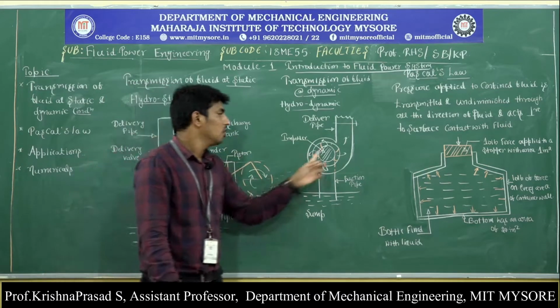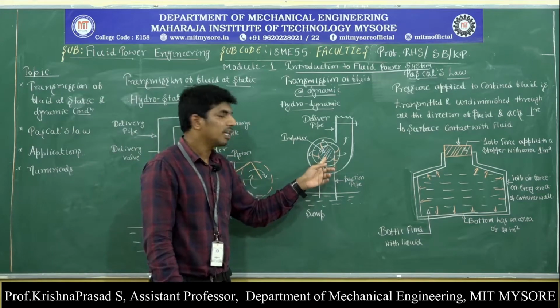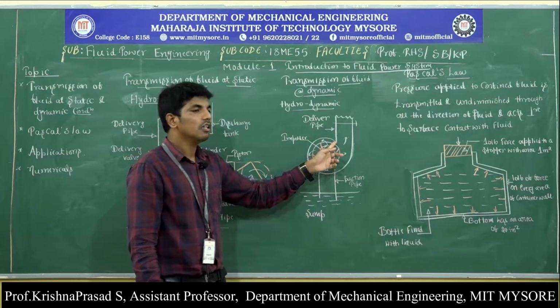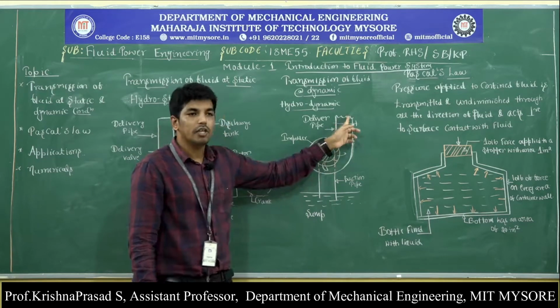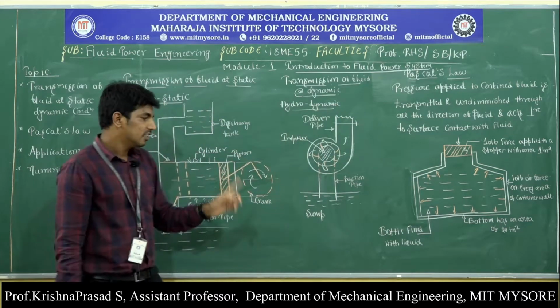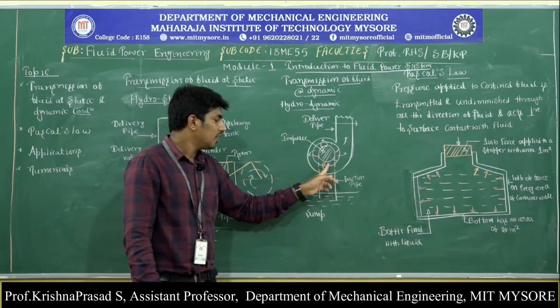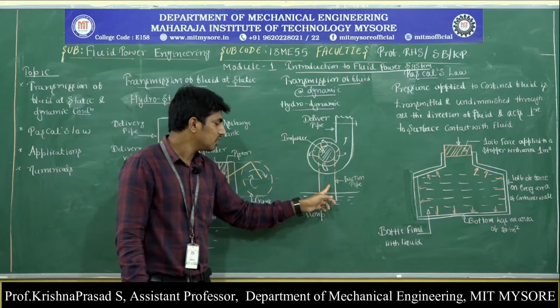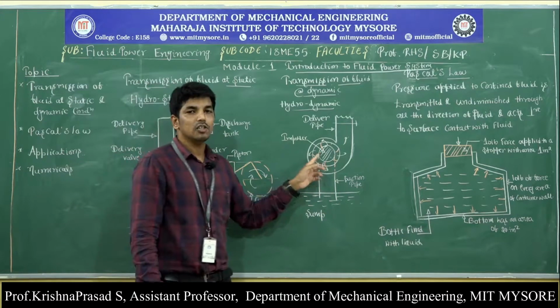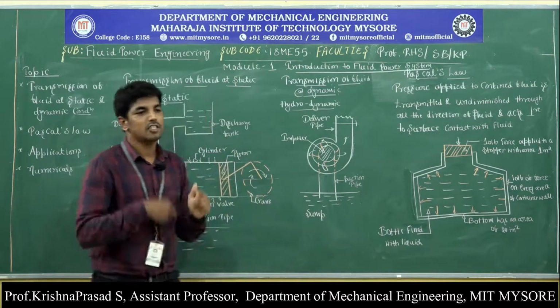It's very simple. This centrifugal pump has an impeller, and this impeller is surrounded by a casing. The outlet of the casing is connected to the delivery pipe, and this delivery pipe is connected to the discharge tank. Similarly, the inlet of the impeller is connected to the suction pipe, and the suction pipe is immersed into the sump. Very simple. When the electrical motor is switched on, it starts rotating.